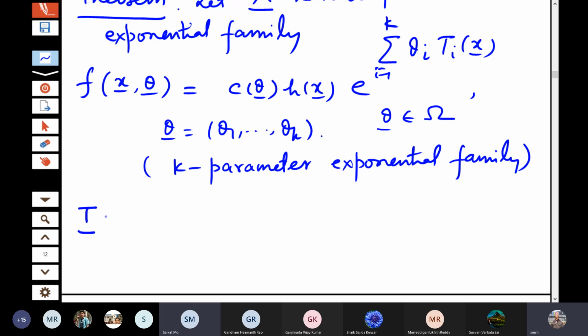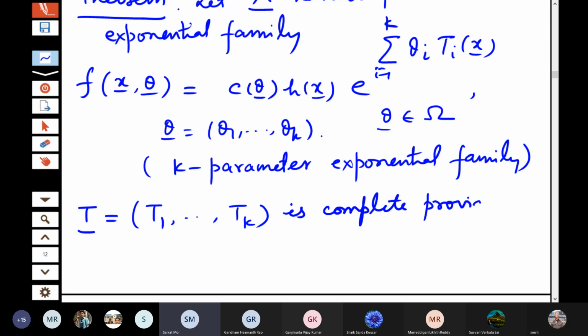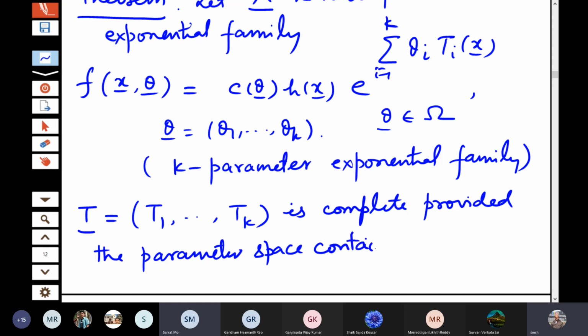So if I consider this statistic T as T1, T2, Tk, then this is complete provided the parameter space is k dimensional. To write it in more mathematical terminology, we write it contains k dimensional open sets, or closed sets, so we can just say k dimensional cells. So I can write k dimensional rectangles basically.